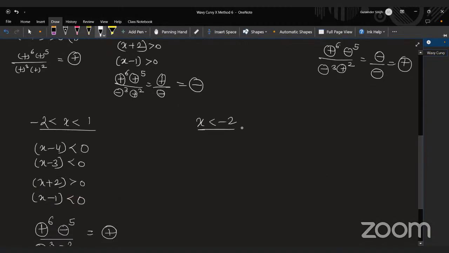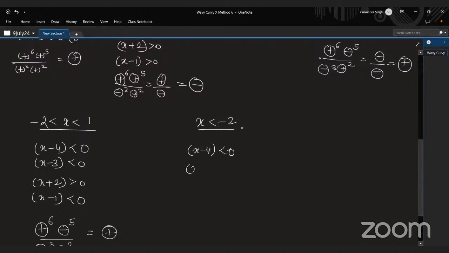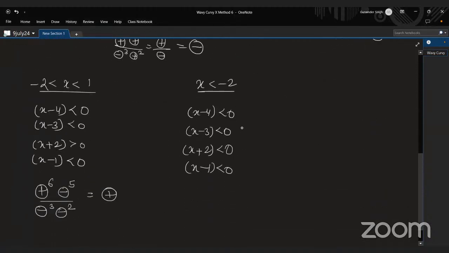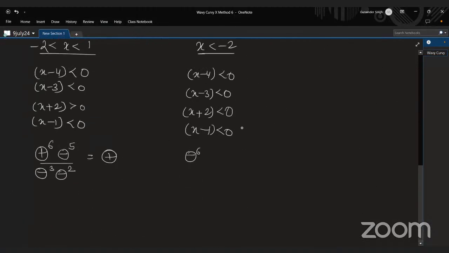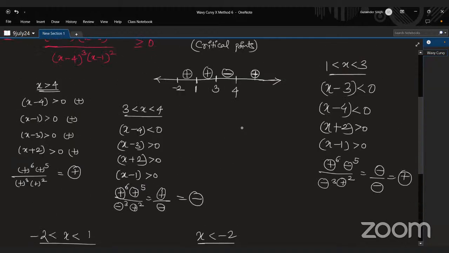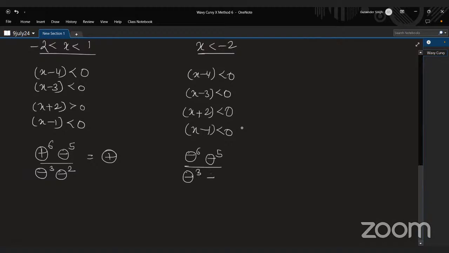Okay, so similarly, we have x less than minus 2. If x is less than minus 2, x minus 4 will be negative, x minus 3 will be negative, x plus 2 will be negative, and x minus 1 will also be negative. So it is basically negative to the power of 6, negative to the power of 5 divided by negative to the power 3 and negative to the power 2. So what will it result in? Will it be positive or negative? Negative. It will be negative.